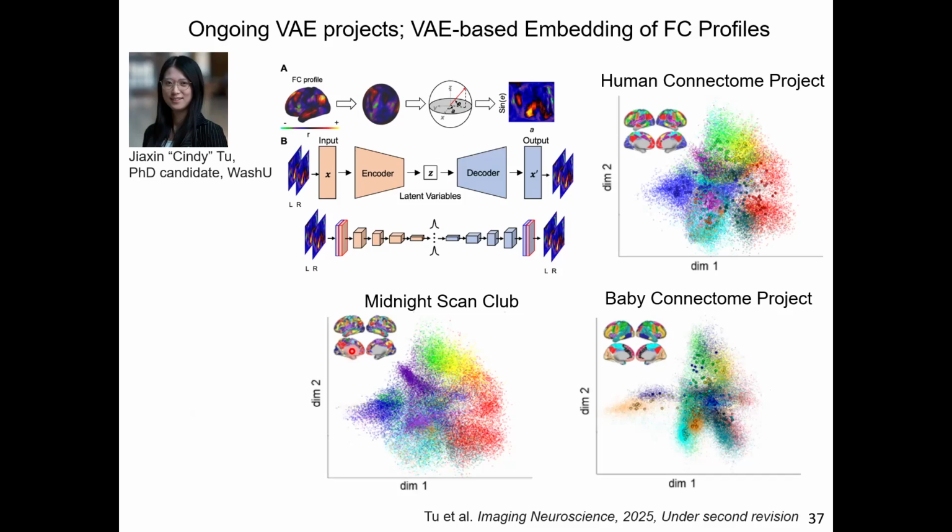Basically, instead of putting in the fMRI activity patterns, we just want to give the functional connectivity profile as the input of the VAE model. And we observed that when we give this functional connectivity as the input of the VAE model, the network patterns are very well separated and segregated into different modules, for example the visual network and default network, especially across different data sets, for example the Human Connectome Project, the Midnight Scan Club, and the Baby Connectome Project.